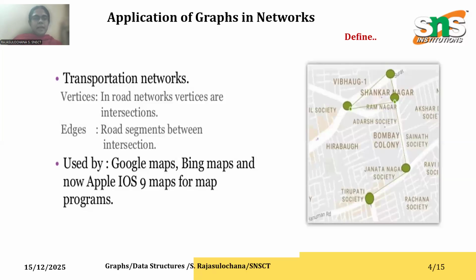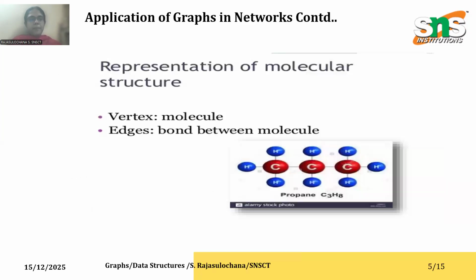These are some other examples of graph in networks. In case of networks, graph plays a vital role. It is used in transportation network, where the road intersections are considered as vertices, and the road segments between the intersections are treated as edges. So Google Maps, Bing Maps, and all the other map programs make use of graph data structure in identifying the shortest path to travel between places.